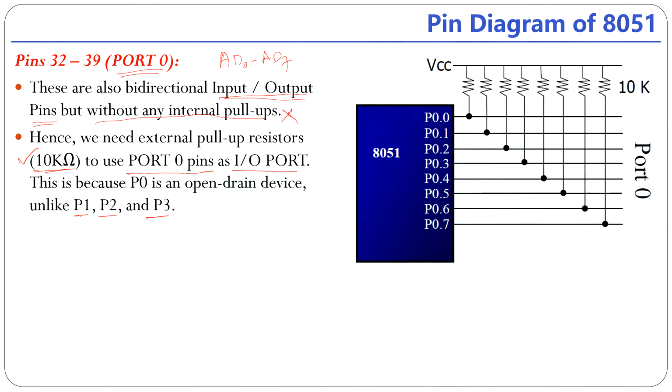This is the configuration of how we need to connect a pull-up resistor to each and every port line. Here you can see port 0.0 is connected to a 10 kilo ohm resistor, which is tied to VCC. Similarly, all lines are connected to 10 kilo ohm resistors. Only then can port 0 be utilized as a general purpose IO, GPIO.